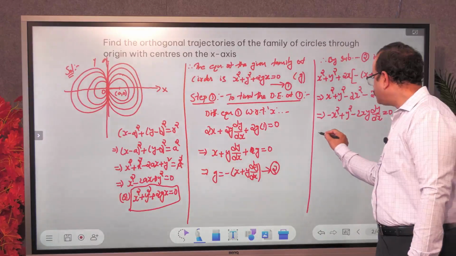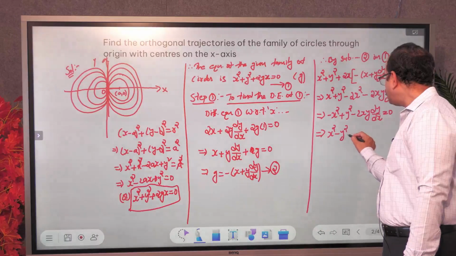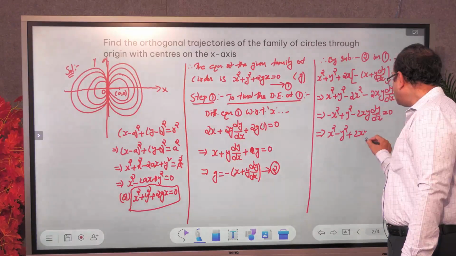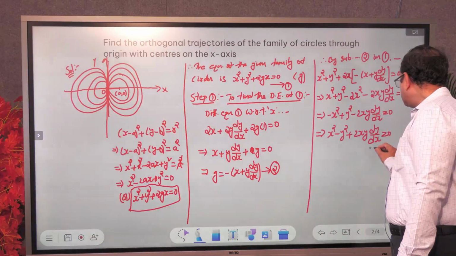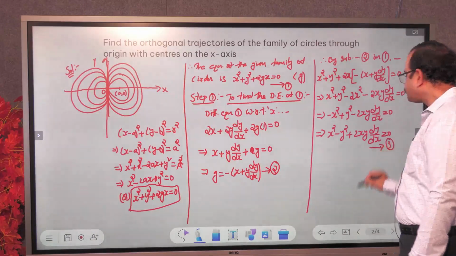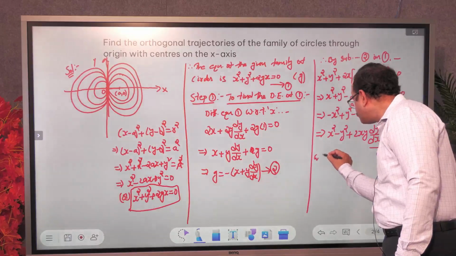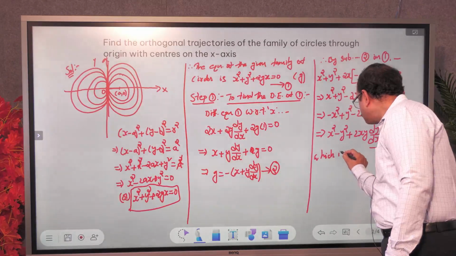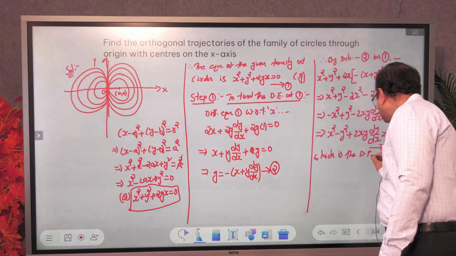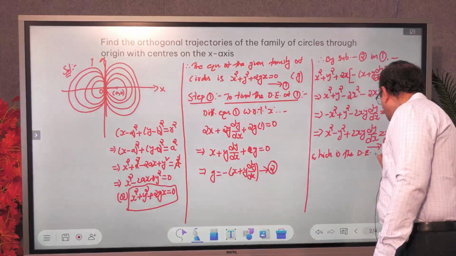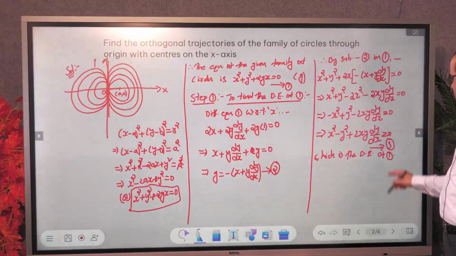If you want, you can multiply with the negative sign, then we get x square minus y square plus 2xy into dy by dx is equal to 0. So this is the differential equation of the given family. If you want, you can write it as equation 3, which is the differential equation of the given family.